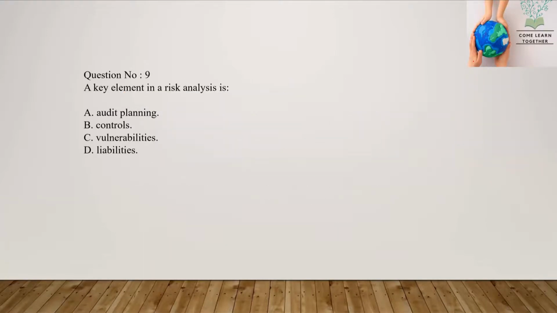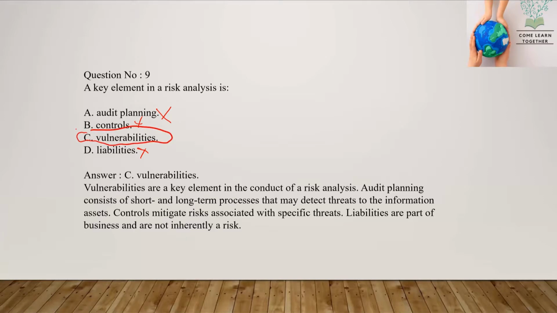And question number 9 says, a key element in risk analysis is what? So let's start with the theory of elimination. Audit planning is not one of the elements within risk analysis. The key element in risk analysis is also not a control, because control comes after the risk has been analyzed, and then we see whether a control is required or not. Liabilities are never part of risk analysis, so we are left with vulnerabilities. And it makes sense: which threats and which vulnerabilities are available in the system, which weakness in the environment a threat can exploit. So that is vulnerabilities. The theory of elimination and the logic both suggest the answer is vulnerability.